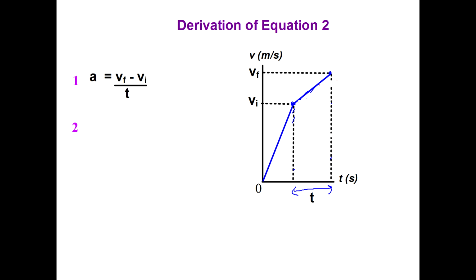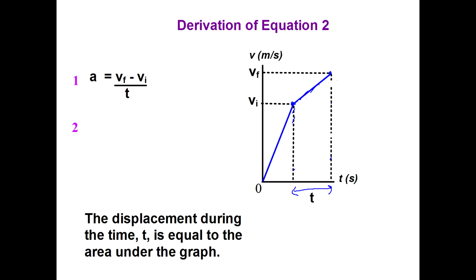To find the displacement in this period of time t, since this is a velocity graph, we can take the area under the graph, the area under the line. In this time period t, the area under the graph is this area here. That's made up of a triangle and a rectangle.